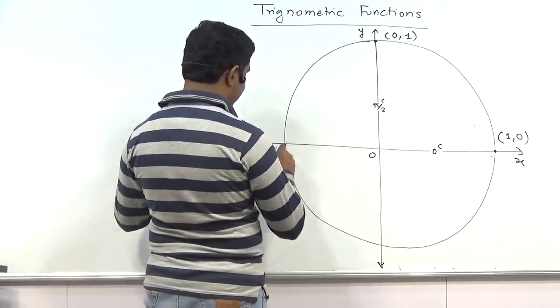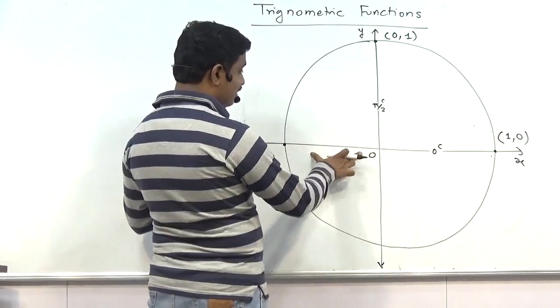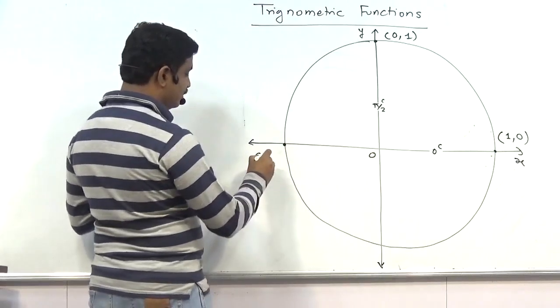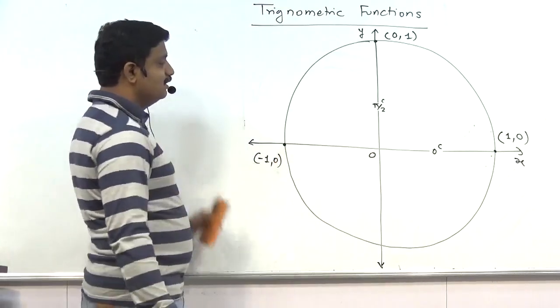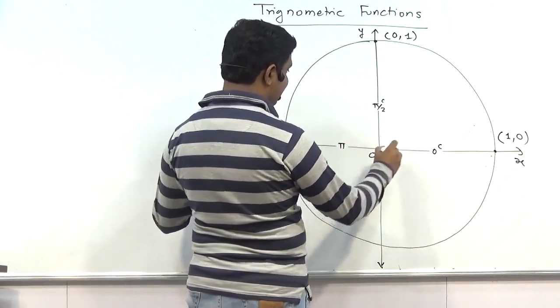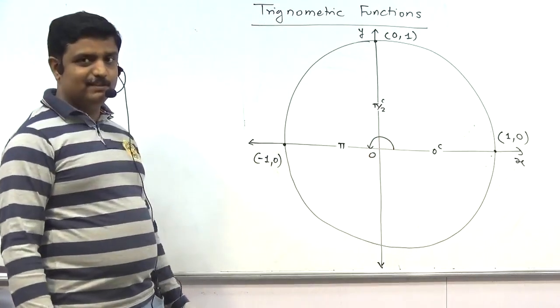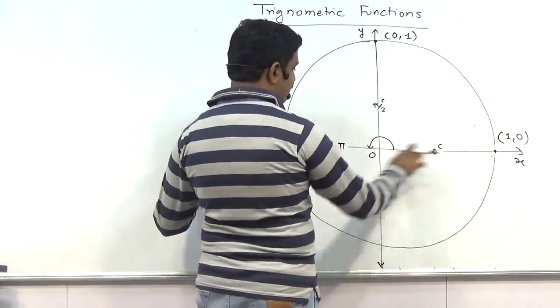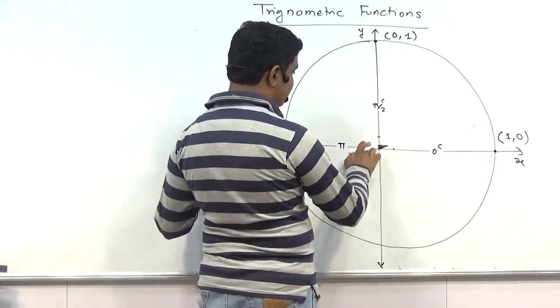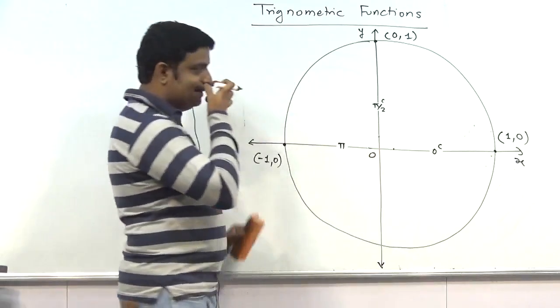What about this? Distance from y-axis is 1 but towards the left, so minus 1, 0. What will be this angle? Exactly, pi radian. Pi radian. Agree with this? This is the initial arm, terminal arm, so the angle will be pi radian. Agree with this? You can see it easily.